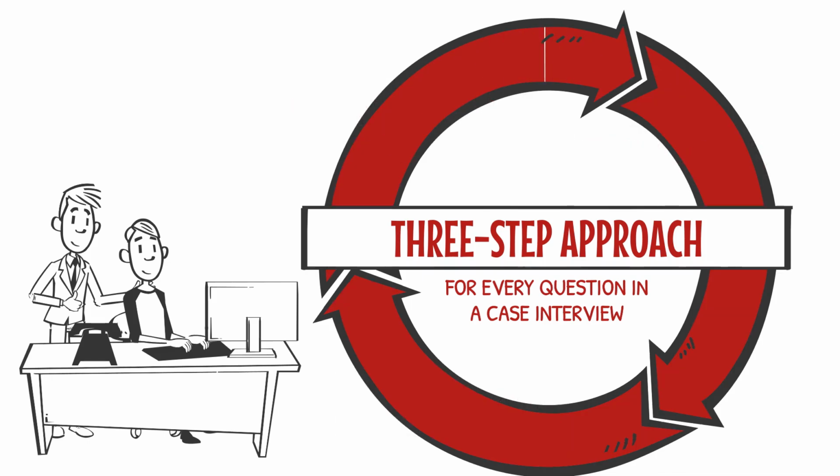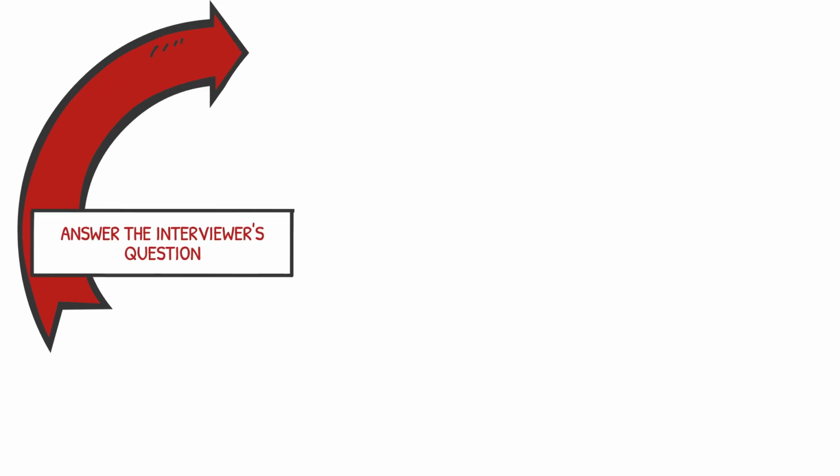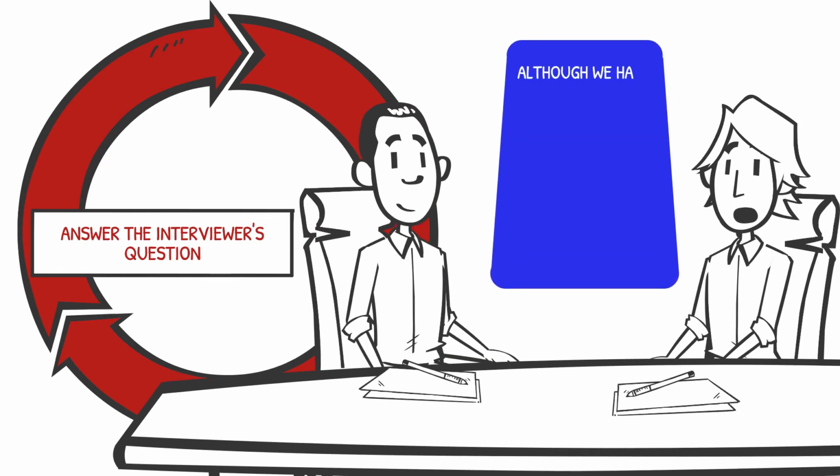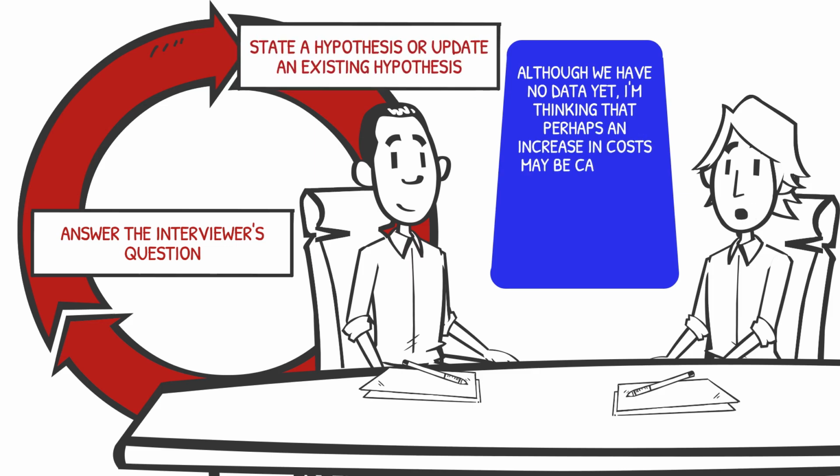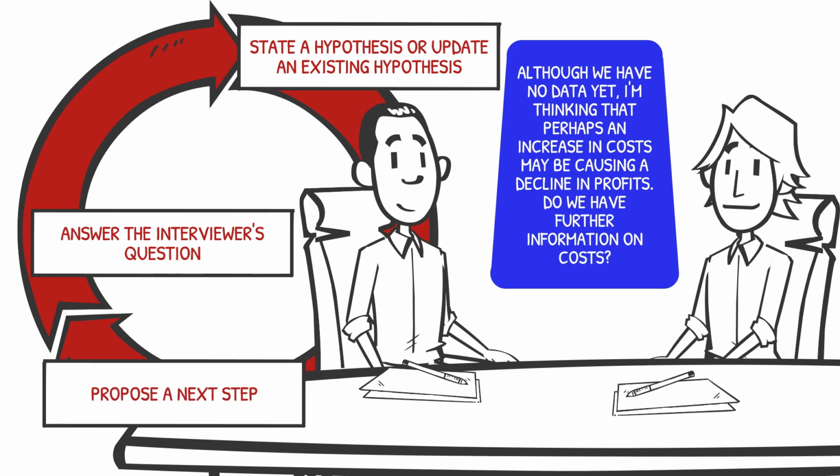So what does this look like in action? When asked for a framework, you should first answer the interviewer's question by presenting your framework. Then, you should say something like, "Although we have no data yet, I'm thinking that perhaps an increase in costs may be causing a decline in profits. Do we have further information on costs?"